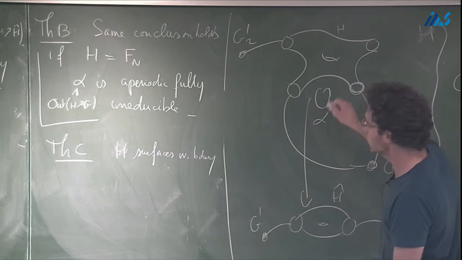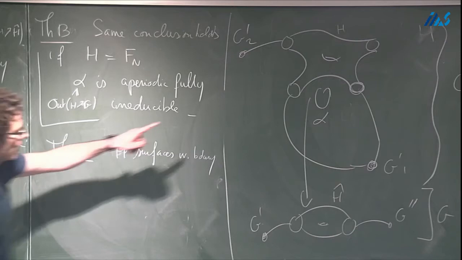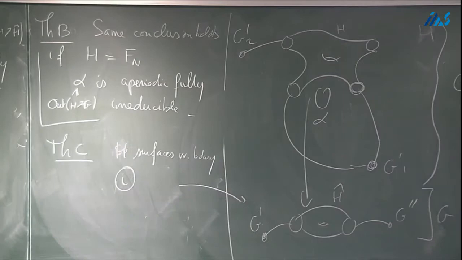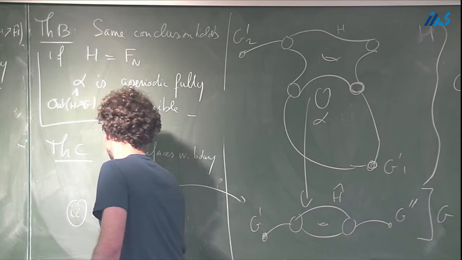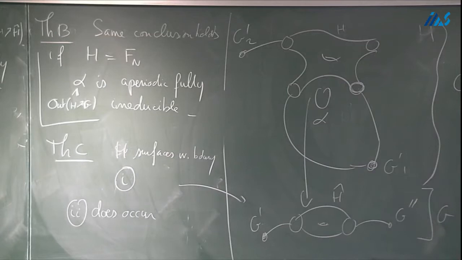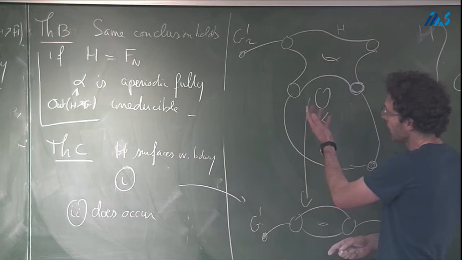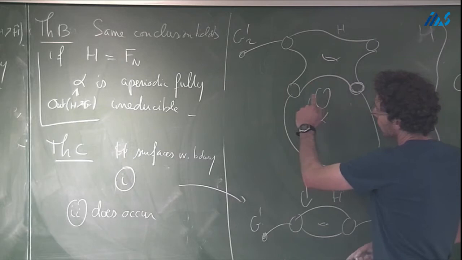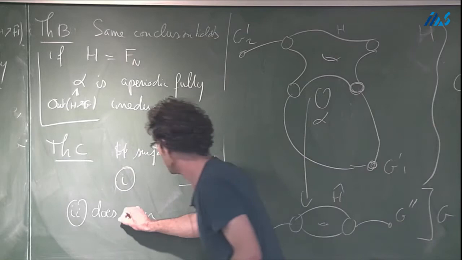The first possibility is actually this. It has to be replaced by this, and the second possibility does not occur, because you would create Z squared. If alpha was induced by an inner automorphism, that inner automorphism would commute with the boundary groups, so it does not occur.